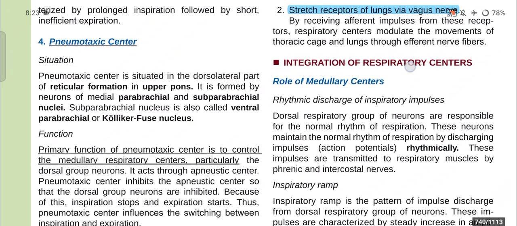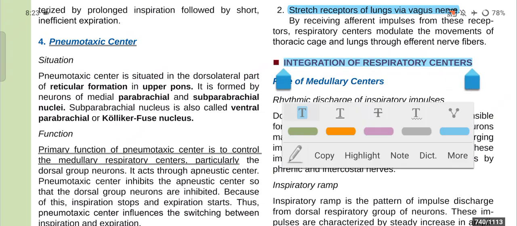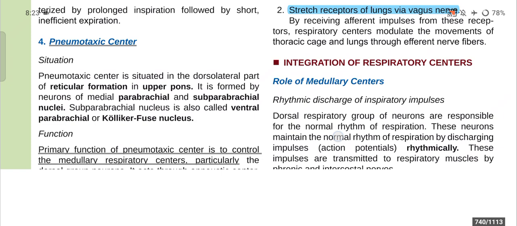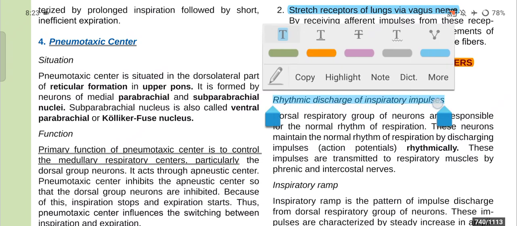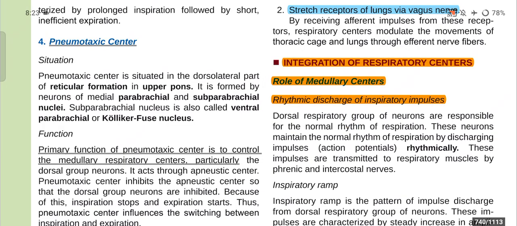Now the integration of respiratory centers. In case of integration of respiratory centers, first of all, the role of medullary centers. In case of role, the first role is rhythmic discharge of inspiratory impulses.